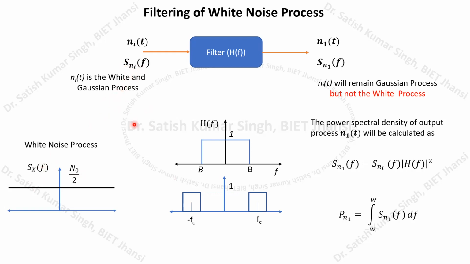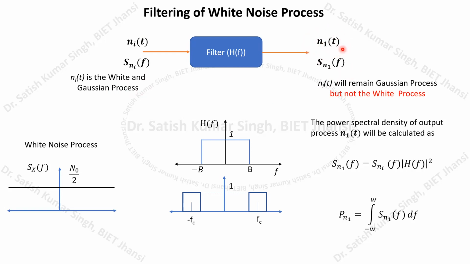Now let's try to understand what a narrowband noise process is. When we pass such a white noise process, specifically a white and Gaussian noise process, through such filters, it will remain Gaussian in nature. This output n_1(t) will remain Gaussian in nature.